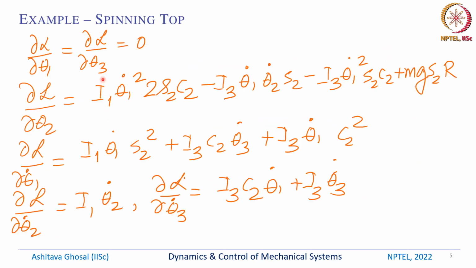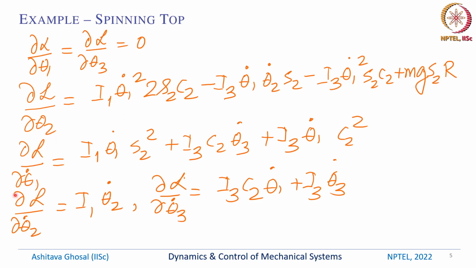So let's compute all these terms in the partial derivatives and ordinary derivatives. So ∂L/∂θ1 and ∂L/∂θ3 are 0. There is no θ1 or θ3; the Lagrangian is a function of θ2 only. The partial of the Lagrangian with respect to θ2, you will get all these terms. So you will get I1 θ1dot² 2 S2 C2 minus I3 θ1dot θ2dot S2 minus I3 θ1dot² S2 C2 plus mg S2 R.